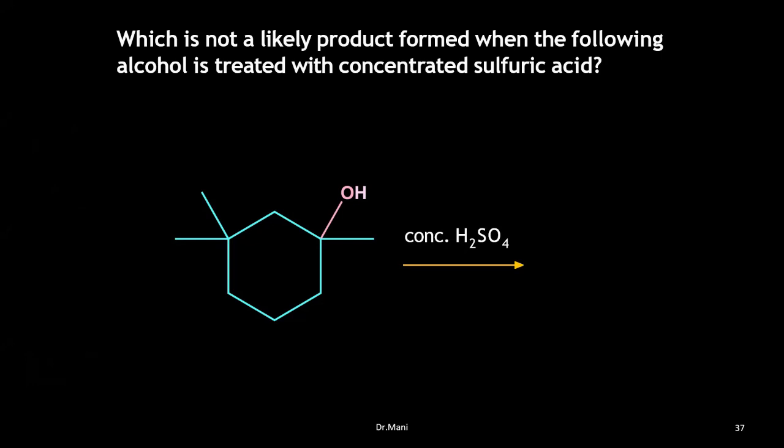Which is not a likely product formed when the following alcohol is treated with concentrated sulfuric acid? So what happens when you treat with concentrated sulfuric acid? It will donate the protons. Yes or no? So just remember how this reaction will happen.